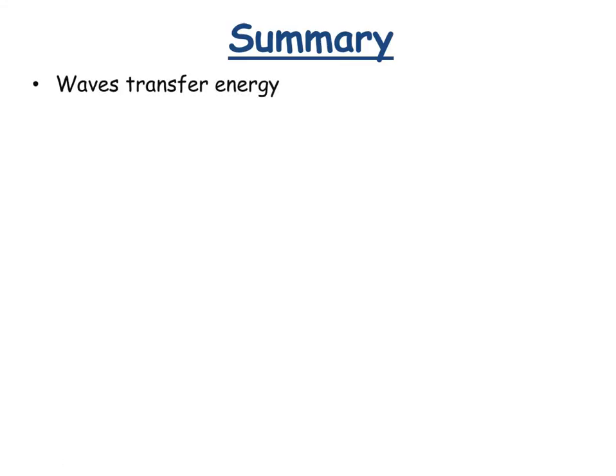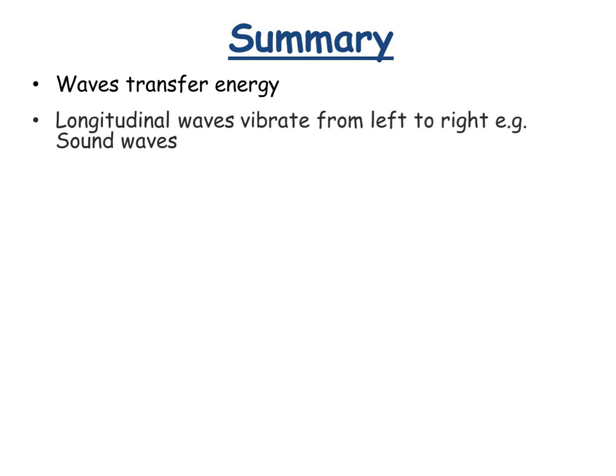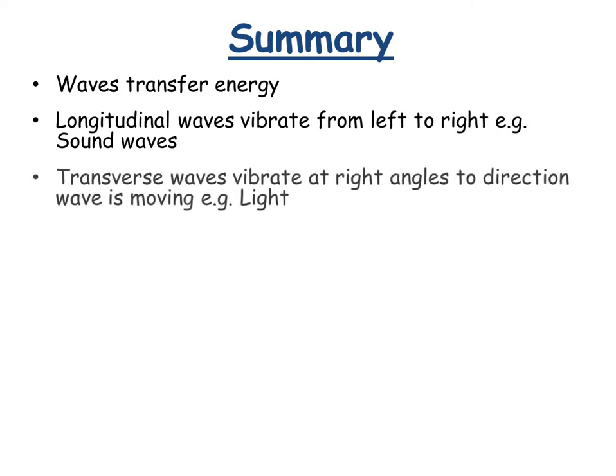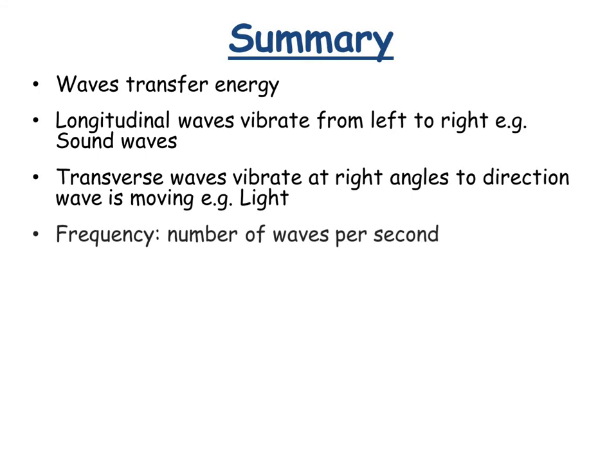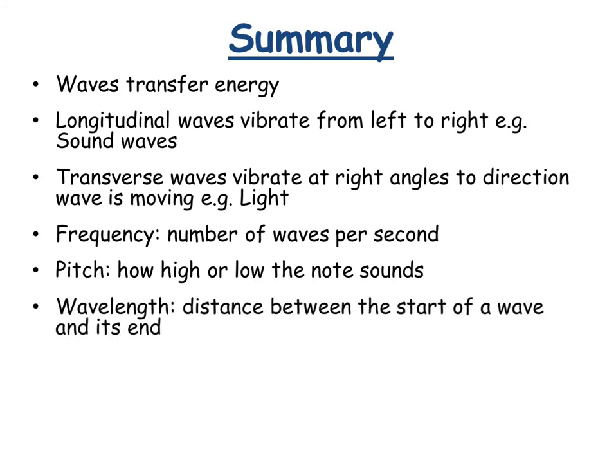So in summary, waves transfer energy. Longitudinal waves vibrate from left to right, and an example would be sound waves. Transverse waves vibrate at right angles to the direction the wave is moving, and an example would be light. Frequency is the number of waves per second. The pitch is how high or how low the note sounds. Wavelength is the distance between the start of a wave and its end, and you can measure it from peak to peak or trough to trough. Amplitude is half the height of a wave.